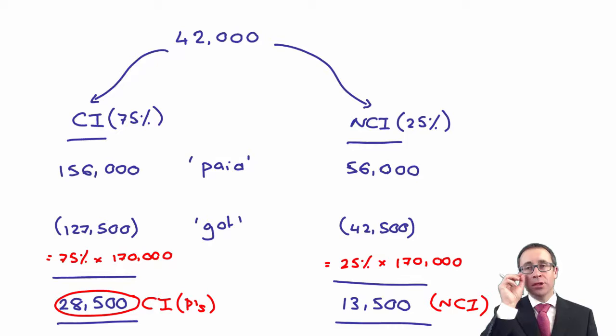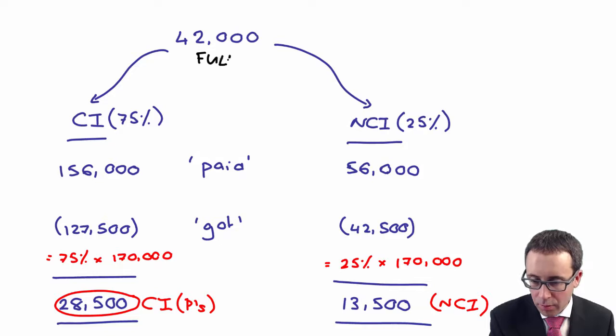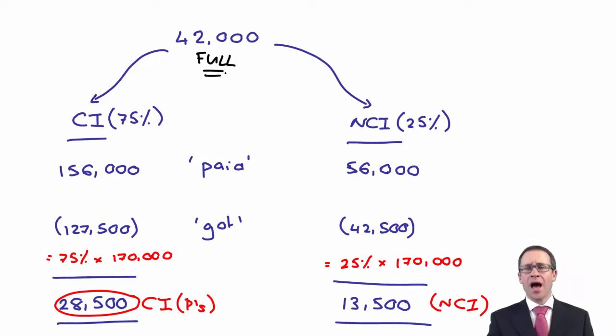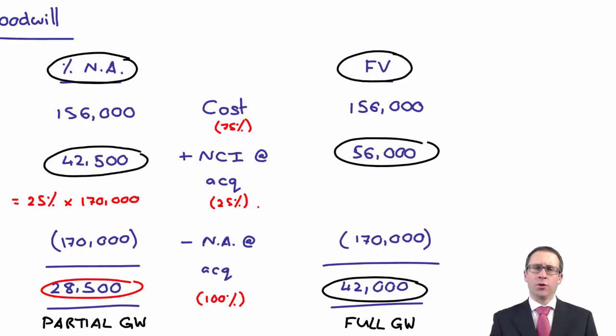Don't worry, don't panic. You don't need to be able to show the split. Okay, you don't need to take the goodwill that you have in full of 42,000 and go through there and say, well, look, this is what the controlling interest own, this is what the NCI own. You don't need to do that. What you need to do is be able to calculate the goodwill, whether that's the partial goodwill, using your proportionate share of net assets method to value the NCI, or whether it's calculating the full goodwill, which uses the fair value method to value the NCI. You just need to be comfortable with both. Okay, don't worry about any fancy or funky split like we've just gone through and done there.